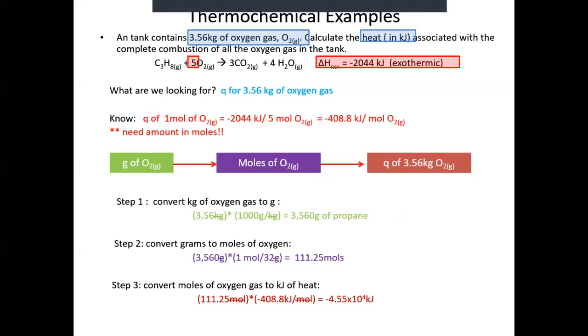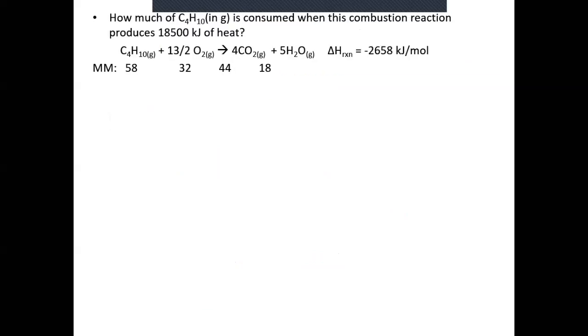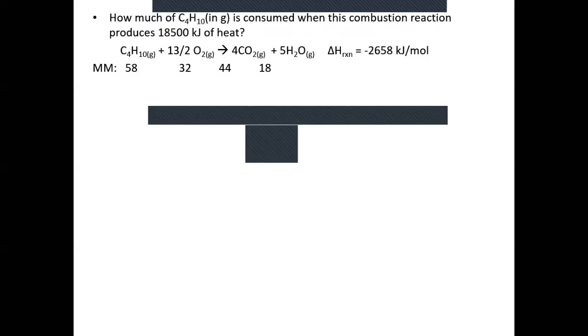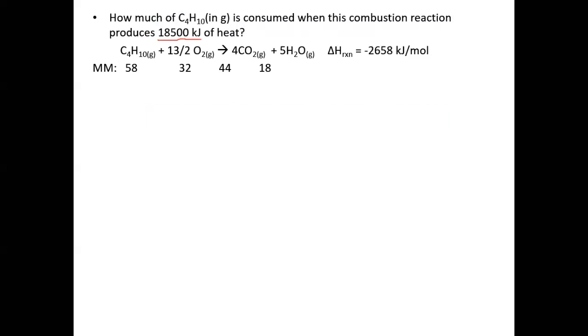So now let's do another example. In this example, we have another combustion reaction, which is exothermic. And we want to know how much butane is consumed when we have a combustion reaction that produces 18,500 kilojoules of heat. So in this problem, we want to know how much butane, in grams, is consumed when we do this combustion reaction.